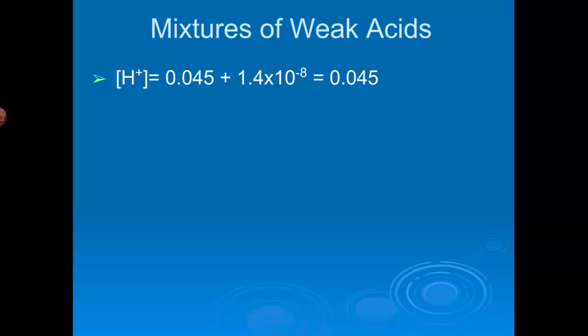The concentration of H plus from the HNO2 was 0.045. The concentration of H plus from the HCN was 1.4 times 10 to the minus 8th. You add those together, and the 1.4 times 10 to the minus 8th is so small it does nothing. It's negligible. So the concentration of H plus is just 0.045. Take the negative log, you get a 1.35 pH.